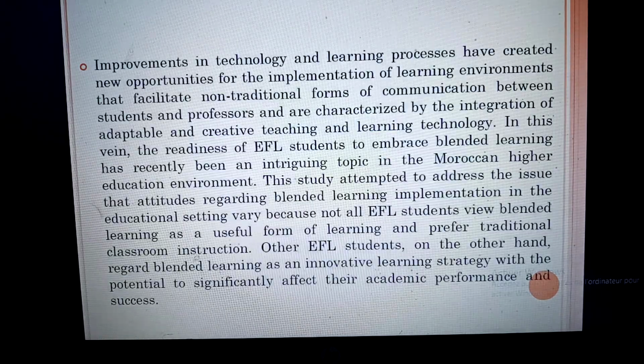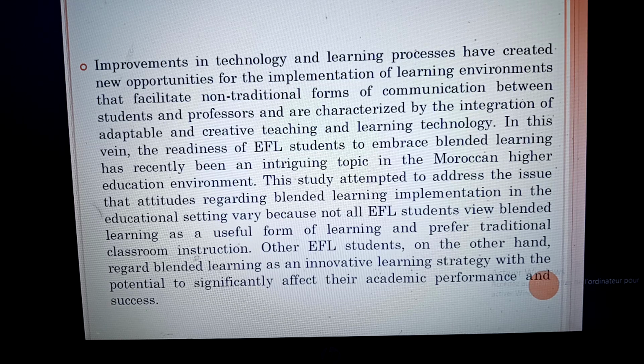So, concerning the research problem, it rests on the fact that improvements in technology and learning process have created new opportunities for the implementation of learning environments that facilitate or simplify non-traditional forms of communication between students and professors, and are characterized, of course, by the integration of adaptable and creative teaching and learning technology. So, in this regard, the readiness of EFL students to embrace blended learning has recently, we can say, been an intriguing or interesting topic in the Moroccan higher education environments.